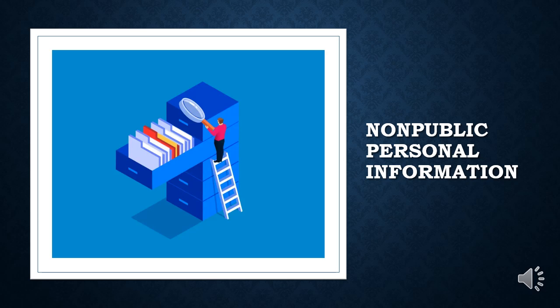The FTC provides an example of a private versus publicly known phone number. A private phone number can create an NPI record, and having just one NPI record in a list of non-NPI information designates the entire list as NPI. NPI is another subset of PII.